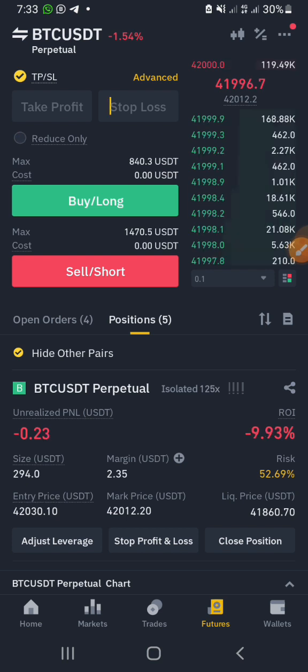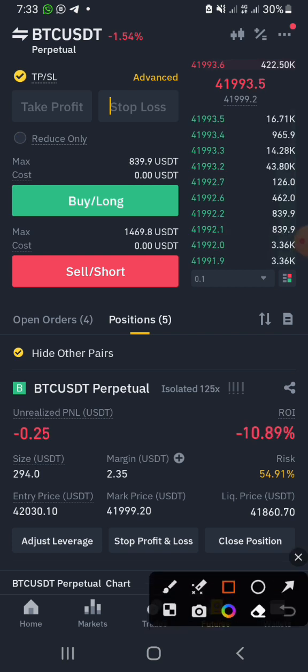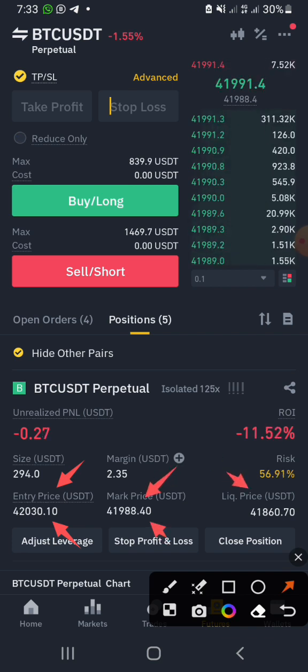Now let me use this opportunity to explain a few things that are in this trade. As you can see over here in this trade, I can see my entry point, which is over here. I can see my market price, which is over here, and I can also see my liquidation price. My entry point simply means when I entered the trade. The market price simply means the current market price, while the liquidation price means once it gets to that place, my account has been liquidated and I don't have any other fund in my account.